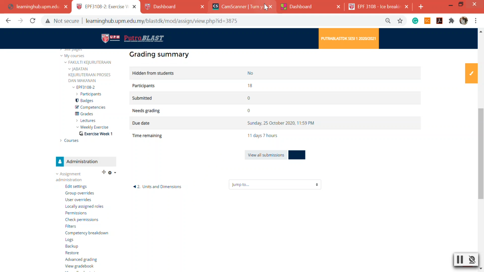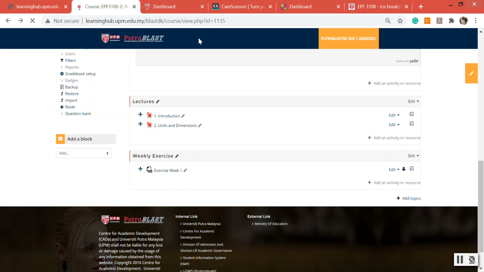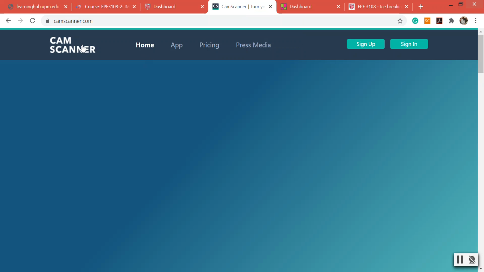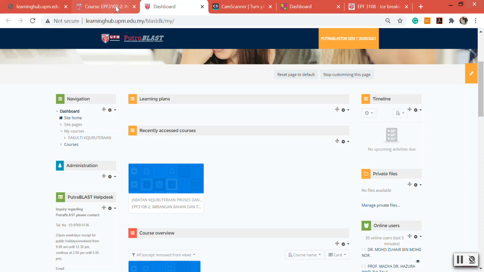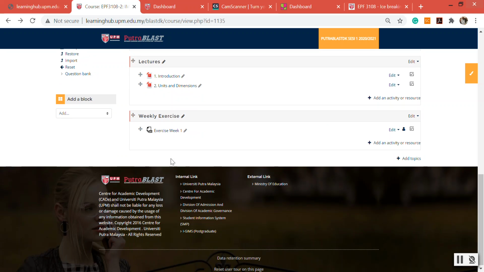One tip I can give you, if you want to scan your PDF, is to try using CamScanner on your smartphone. What you can do is go to Google Apps, find CamScanner, and download it. It's really easy to use in order to convert your picture, or the one that you want to take, into a PDF file, and then upload it in Putra Blast here.